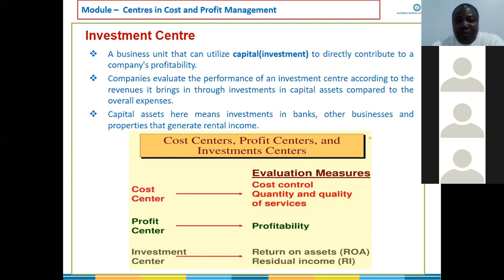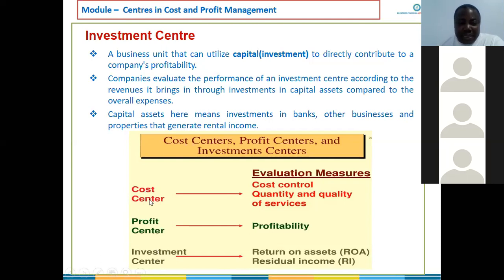Companies evaluate the performance of an investment center according to the revenues it brings and through investment in capital assets compared to the overall expenses. Capital asset here means investment in banks, the other businesses, and properties that generate rental income. I will explain it later, but let me come down here.